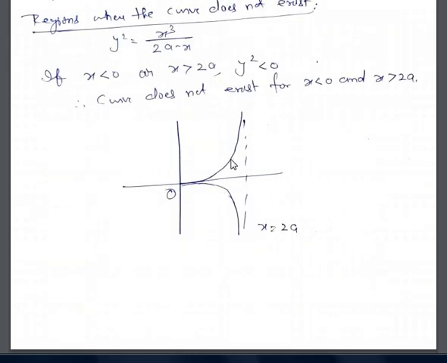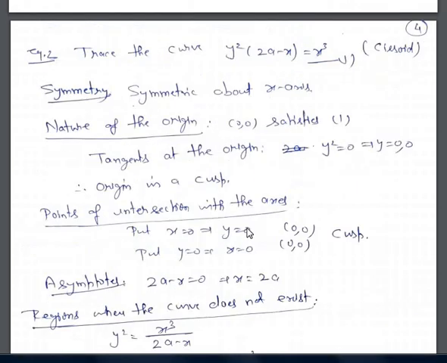What do you mean by cusp? This point is the cusp. There are 2 branches, right? So this point is known as a cusp. So therefore origin is a cusp. And then to find out points of intersection with the axis. If you put x is equal to 0, we will get y is equal to 0. And if you put y is equal to 0, then we get x is equal to 0. That means (0, 0) is the only point obtained by intersection with the axes. And (0, 0), as we have seen, is a cusp.